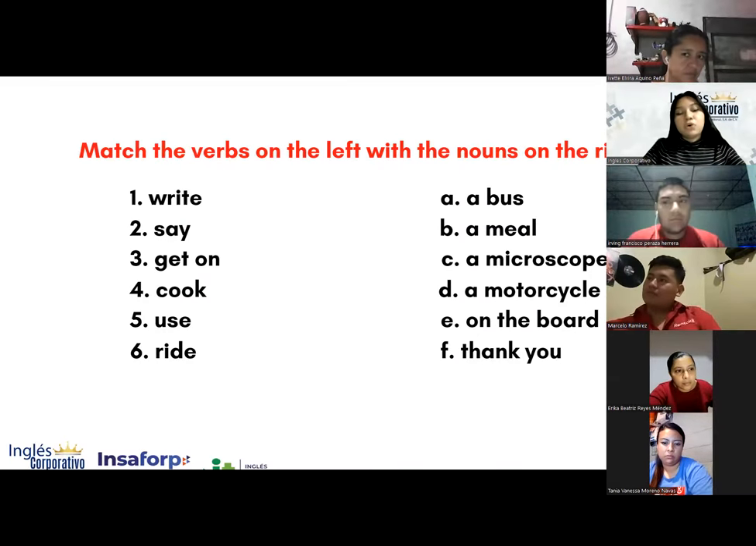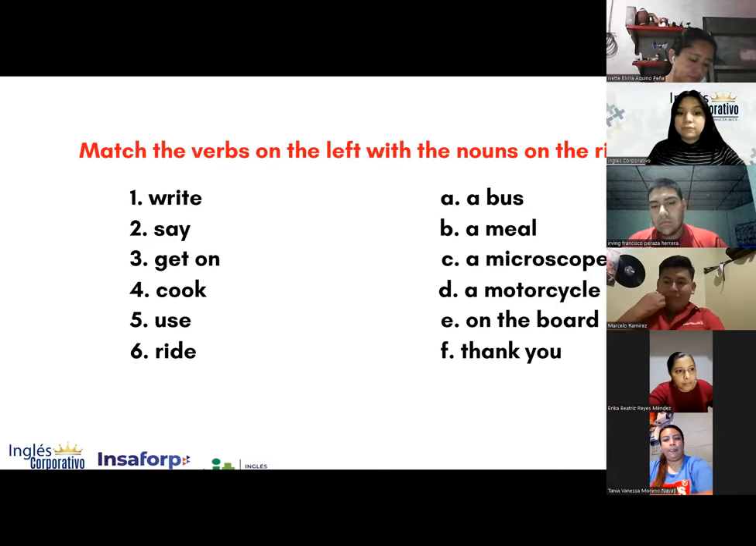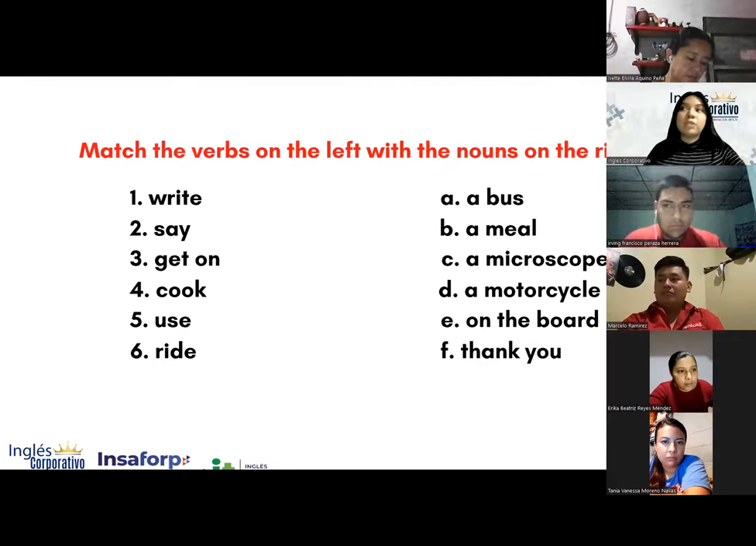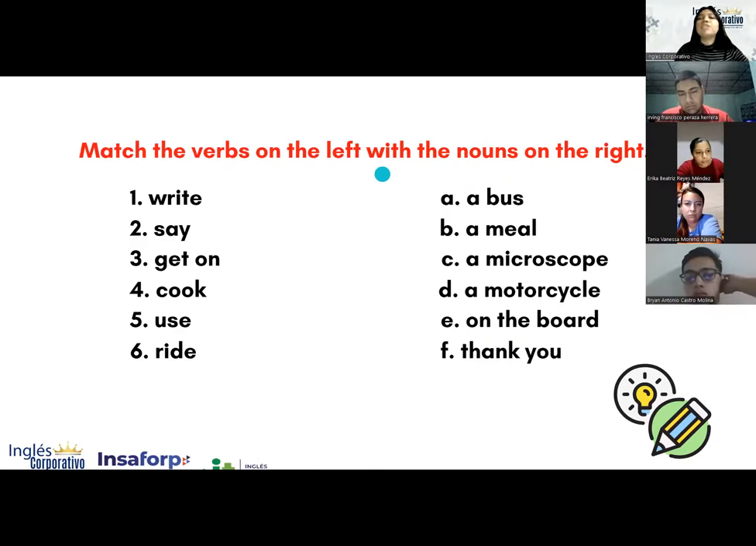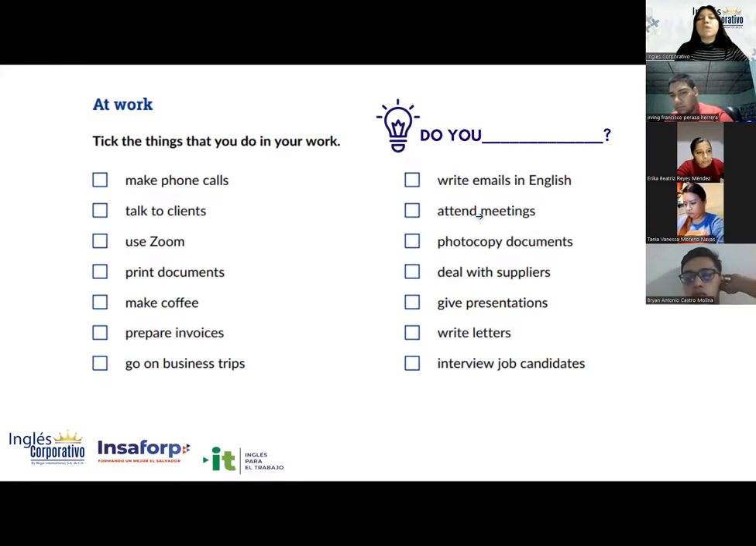So, is get off. Get off. Okay, so get on, subirse. Get off, bajarse. Right? Perfect. Let's continue.